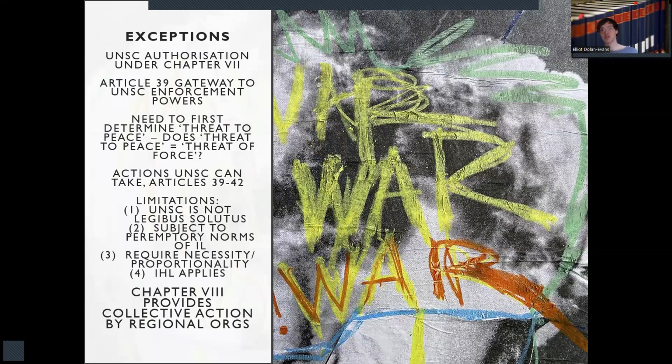And the Council's actions are subject to peremptory norms of international law, which is also really important. And the decisions and actions of the Security Council must satisfy the requirements of necessity and proportionality. And finally, if a decision is made to employ forcible measures, the Security Council then becomes a party to an armed conflict.